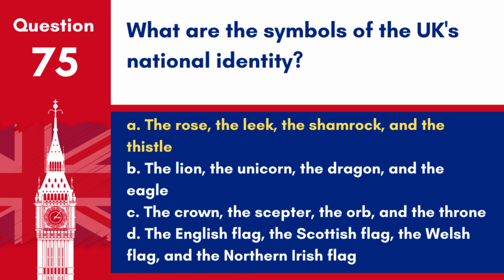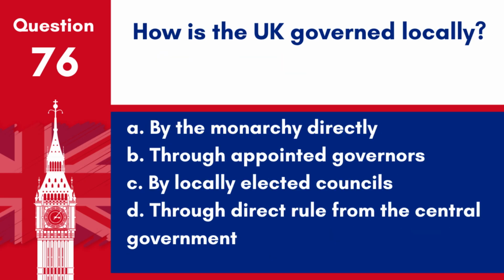The symbols of the UK's national identity include the rose, England, the leek, Wales, the shamrock, Northern Ireland, and the thistle, Scotland. Question 76. How is the UK governed locally? A. By the monarchy directly. B. Through appointed governors. C. By locally elected councils. D. Through direct rule from the central government. Answer: C. By locally elected councils.